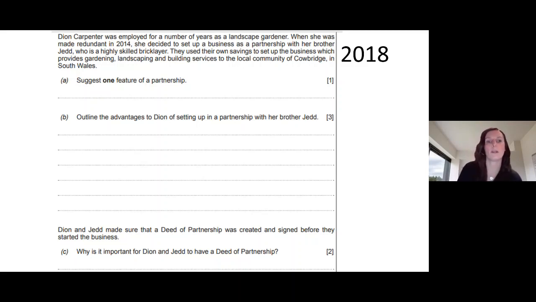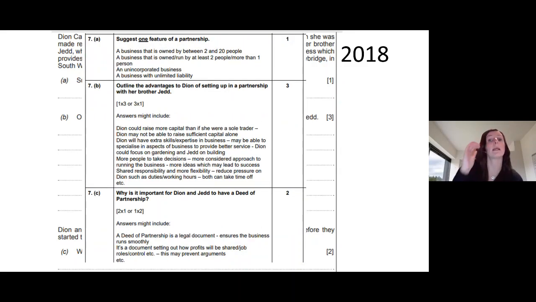So one feature of the partnership, well, we looked at that. A feature of a partnership is that it's between 2 and 20 people, you get a mark for that; that it's run by at least 2 people; that it's a cooperative business; and that it's a business with unlimited liability. So those 4 things would be accepted as a feature for a partnership.